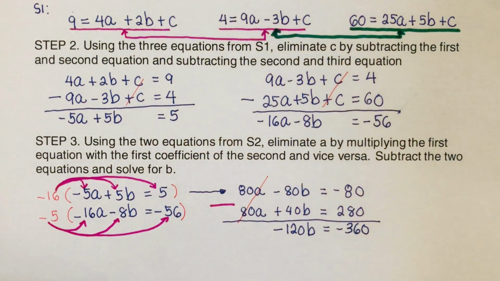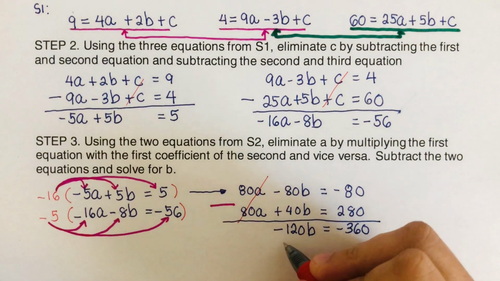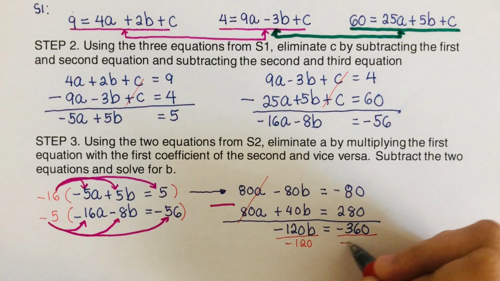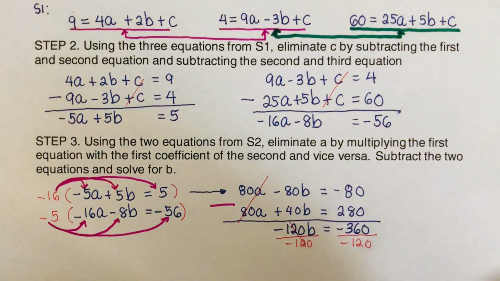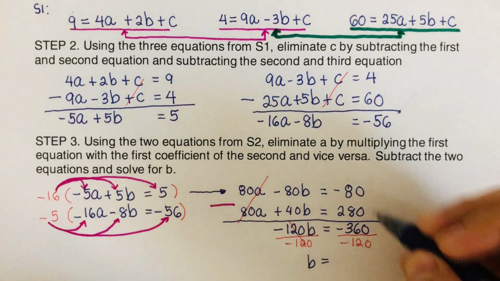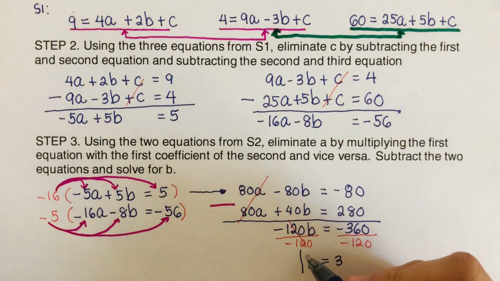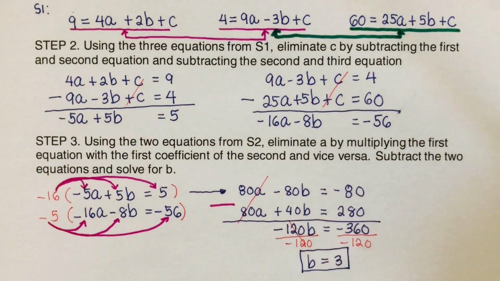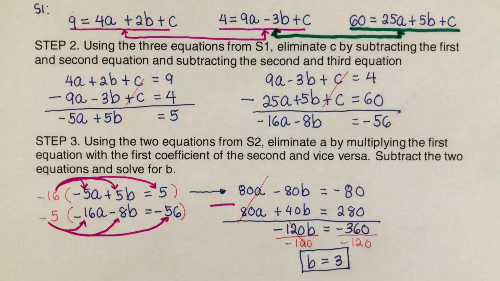We want to solve for b. Because that's what it says here, solve for b. So we're going to divide both sides by negative 120. We can cross this out. We're left with b is equal to positive 3. Negative 360 divided by negative 120 is a positive 3. So this is the answer right here. It's positive 3. So we are done with step 3.